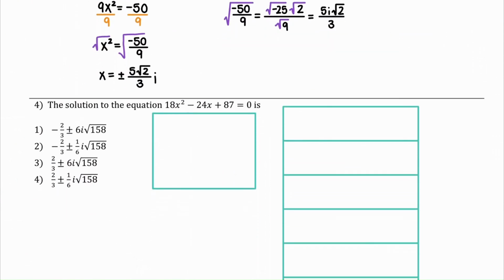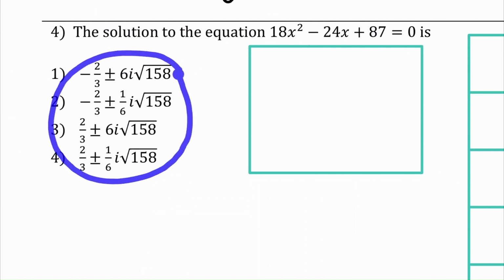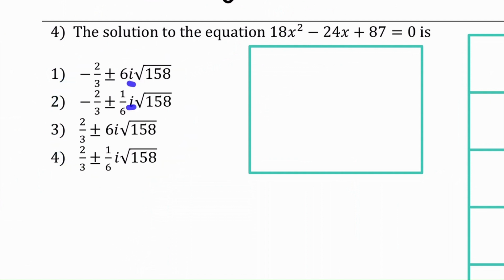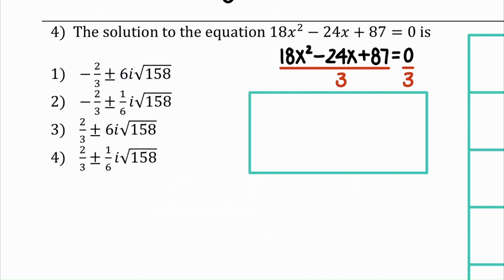Okay, let's look at number 4. So number 4 looks quite ugly because of these very large numbers. But again, they ask us for the solution. And notice that in all of these answer choices, they all have i's in them, and they all have radical 158. So this is actually going to help us a lot in determining which method to use. So whenever we have an equation, instead of just starting off, we want to think about how we can simplify the equation so that we have smaller and easier numbers to work with. And so here we can see that in the original equation, we can divide everything by 3.